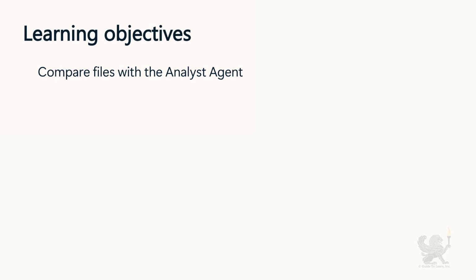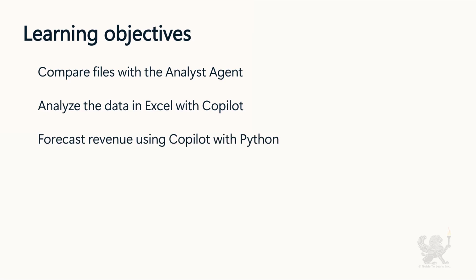First, she uses the analyst agent to compare sales data across multiple files and identify which region needs attention. Next, she opens the right workbook in Excel and uses Copilot to explore the data and understand what's driving the issue. Finally, she uses Copilot with Python to generate a revenue forecast she can take into her QBR. Let's walk through how Alex does this step by step.